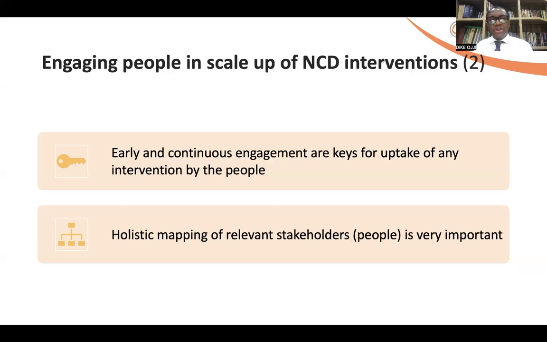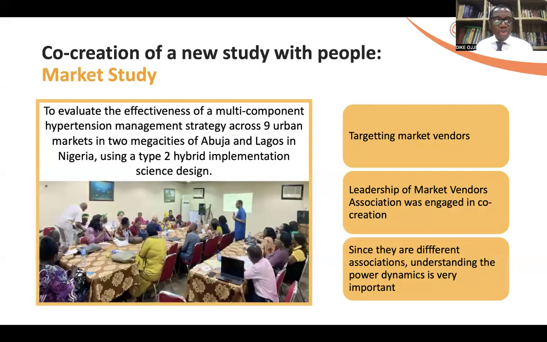Engaging people in a scale-up of intervention has to be early and continuous. And this is one of the key things we must realize. There has also to be holistic mapping of relevant stakeholders, which is very, very important. Knowing key people to engage is very important.